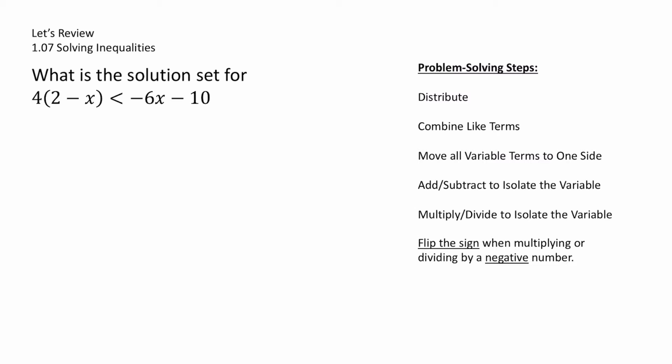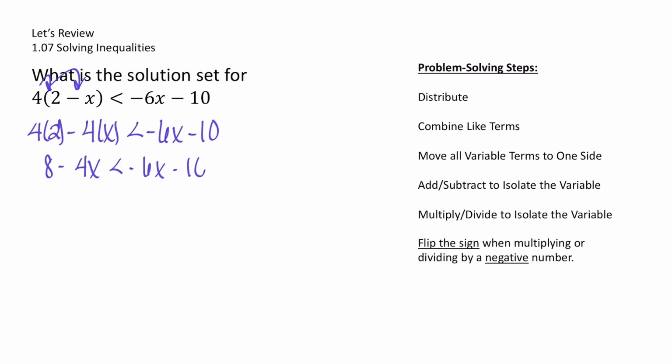So let's try solving this problem. We're going to find the solution set for 4 times 2 minus x is less than -6x minus 10. So we're going to start off by distributing. So we have 4 times 2 minus 4 times x is less than negative 6x minus 10. So that gives me 8 minus 4x is less than negative 6x minus 10.